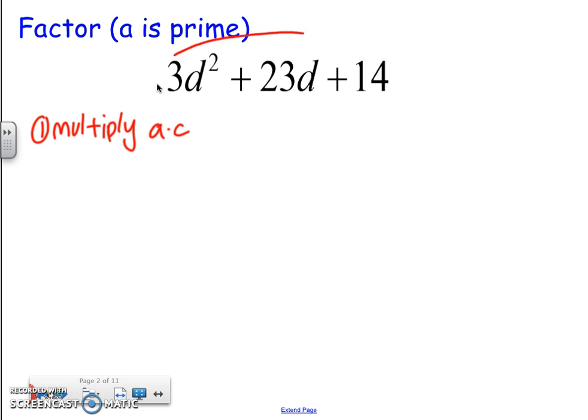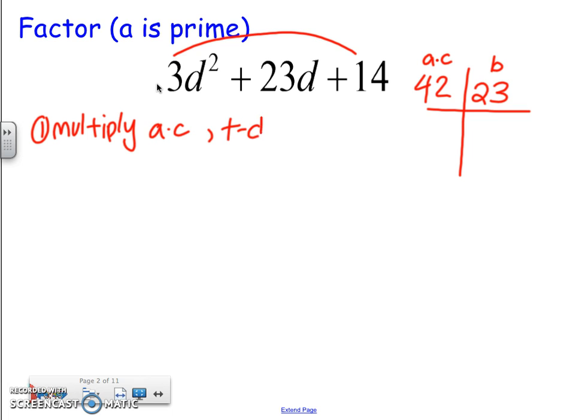Okay, so in our t-chart again, we're still going to do that. So I would do 3 times 14, and get 42. And then my b term is going to be a 23, and that's going to go on the right side. So you multiply a times c, and you're going to do your t-chart. Okay? So I'm going to list all the factors of 42.